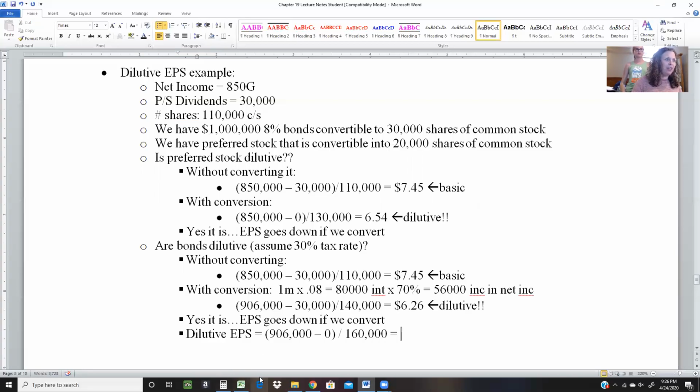I love this. Okay, so my net income went up because I don't have to pay the interest. My preferred dividends went down because they're not preferred dividends anymore. And my number of shares went up because of the convertible bonds and because of the convertible stock. So 906 divided by 160.